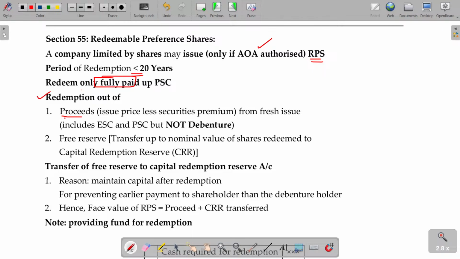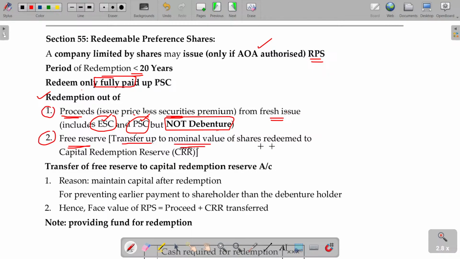Redemption can be out of profits or free resource. Profits means the issue price less securities premium. It should not include the securities premium from a fresh issue. Fresh issue means only equity shares or preference shares, and does not include debenture. Free resource: transfer up to the nominal value of shares redeemed to capital redemption reserve, CRR. Transfer of free resource to capital redemption reserve is required. Already told you, from the free resource you have to transfer.